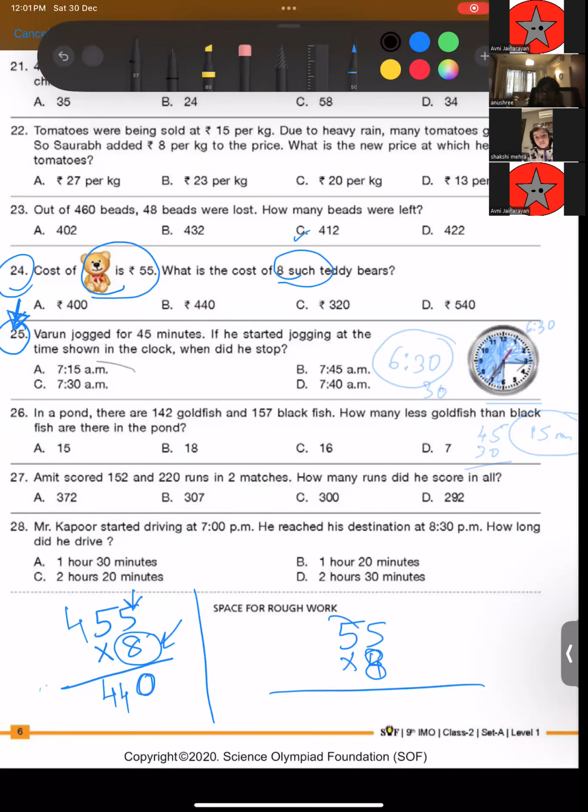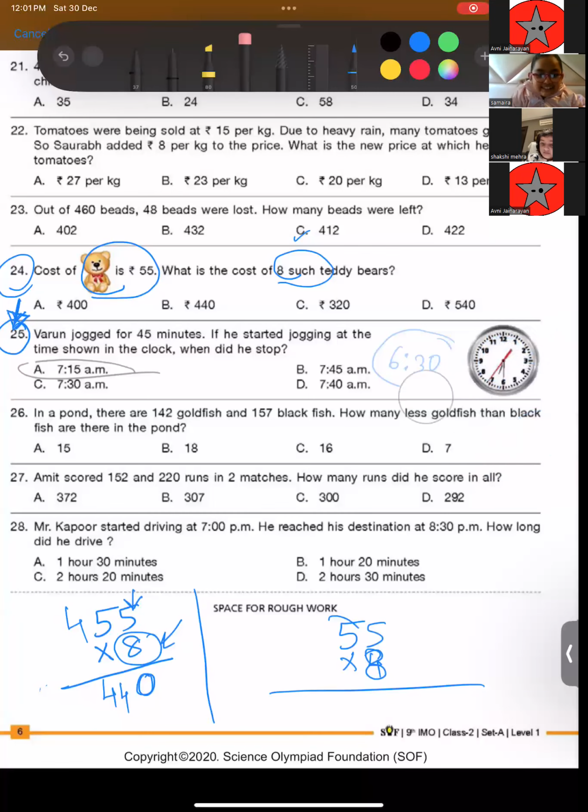Who has not understood my explanation? 7:15 is the answer. How about Samaira? Samaira, is it easy? Yes, ma'am. First, I couldn't see the time because the clock was very small. Yeah, I know. Okay, question number 26.